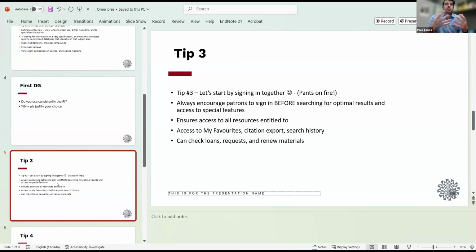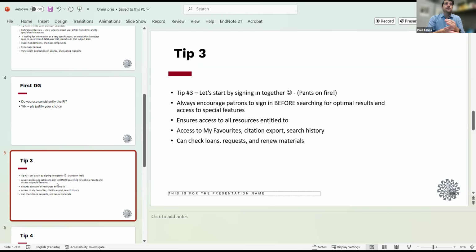Why is it a good practice? First of all, it allows them to have access to special features because they are recognized by the proxy server of their university as members of the community. So they get optimal results. They don't have to do the search and then hit a paywall. This way you don't have to do the back and forth. You take the signing in out of the way.